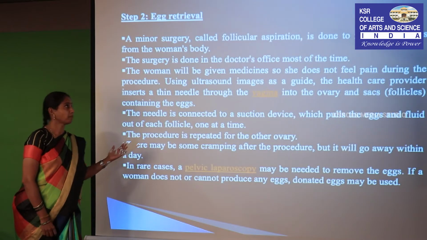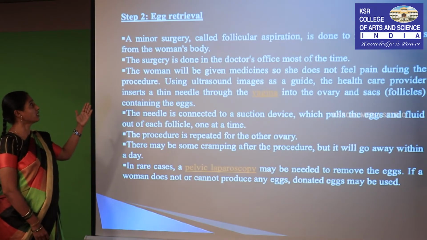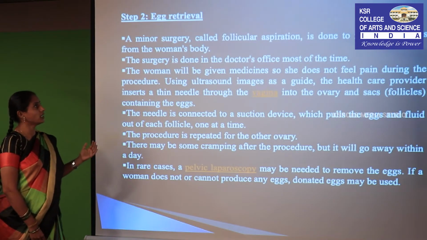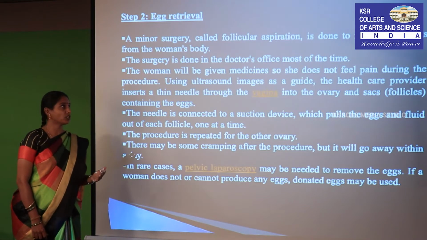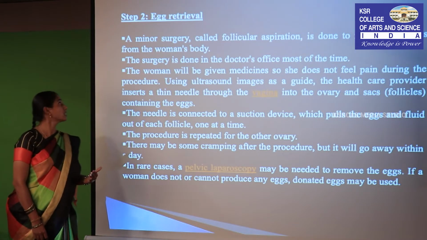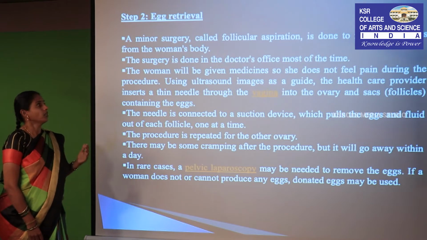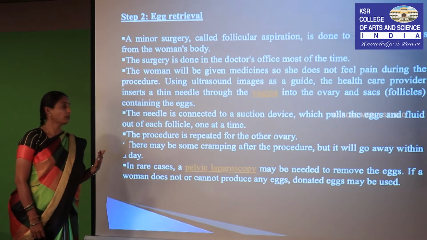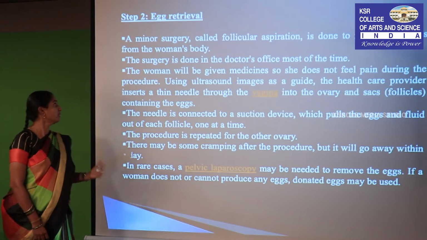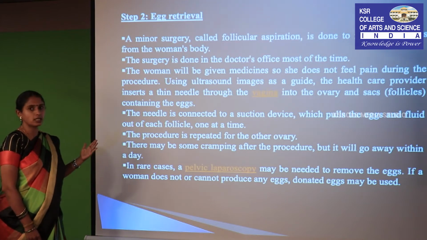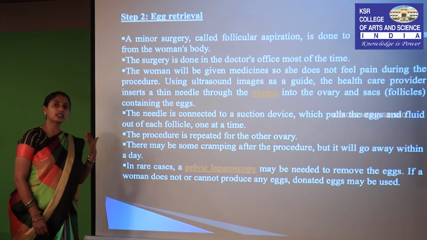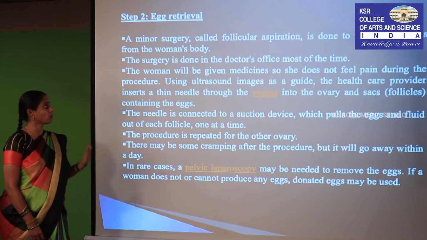Step 2 is egg retrieval. A minor surgery called follicular aspiration is done to remove the eggs from the woman's body. This surgery is done by the doctor in the hospital. The woman will be given medicines so that she doesn't feel pain during the procedure.